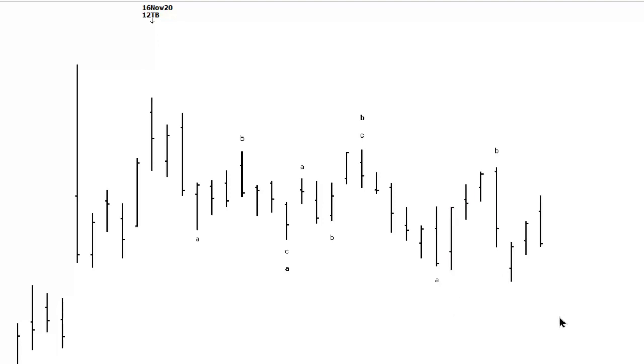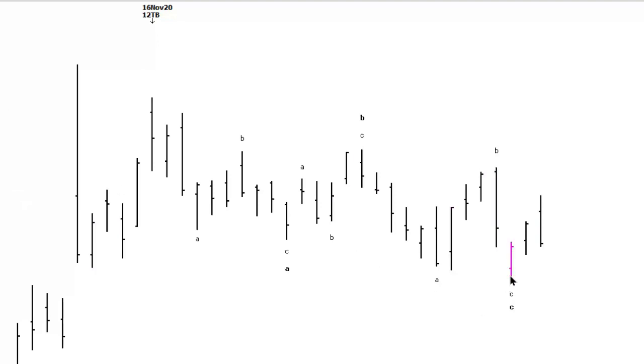So we'll add some more data on here. And I'm going to look at this as, well, it's a pretty good setup for ABC. So what have we completed here if that's the case? Well, probably an A, a B, and a C.